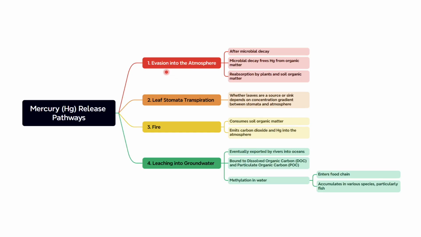And what are the different pathways by which mercury can be released? One is evasion into the atmosphere, that is, microbial decay frees mercury from the organic matter. Then reabsorption of the released mercury by plants and soil organic matter, or leaf stomata transpiration, fire, and leaching into groundwater. These are all the major pathways by which mercury can be released.